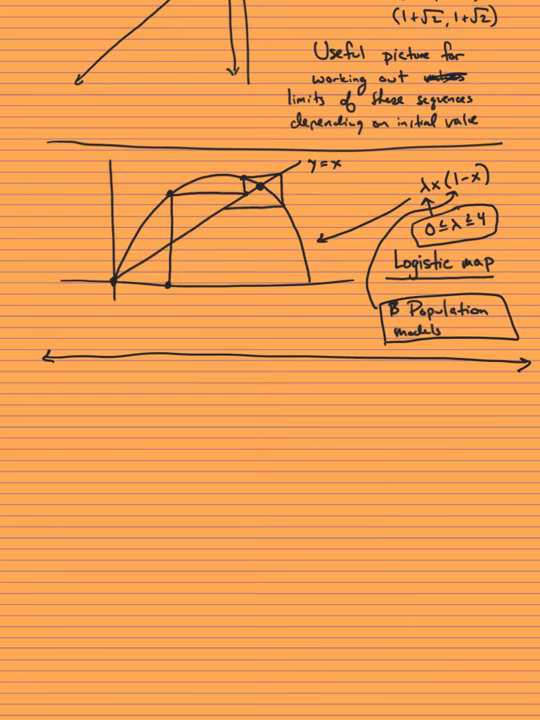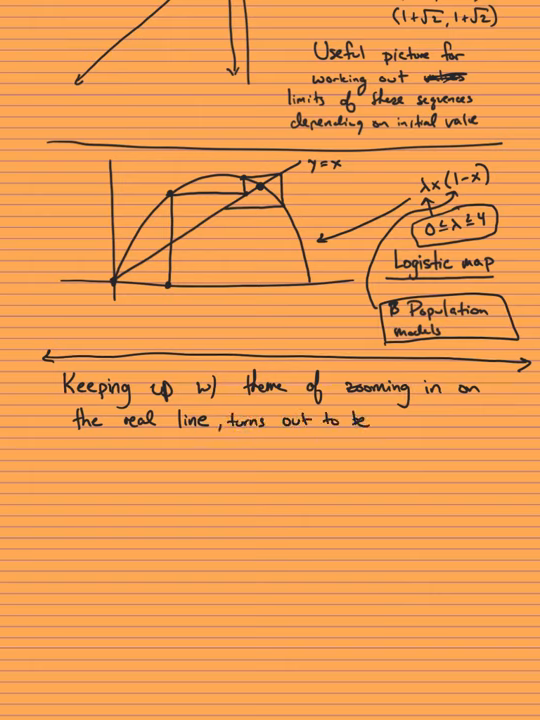Okay? So let me say, keeping up with our theme of zooming in on the real line. So we've seen this in a couple different ways, right? We had the nested interval property, which let us zoom into R, or now we're starting to look at sequences. It turns out to be useful to extract a subsequence out of a given sequence.